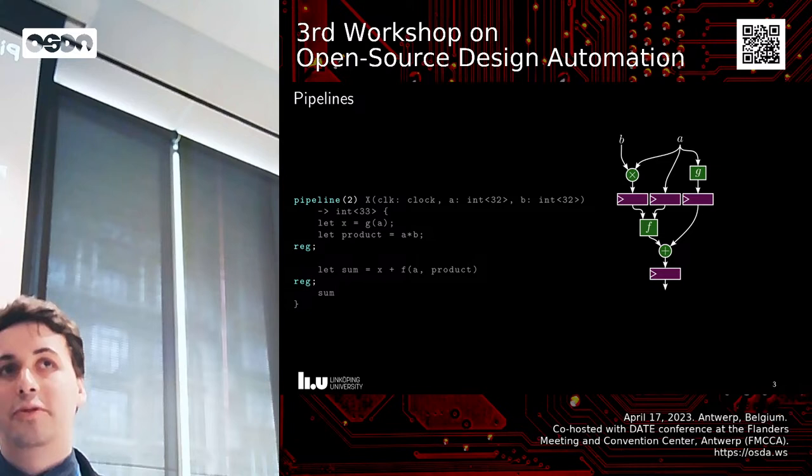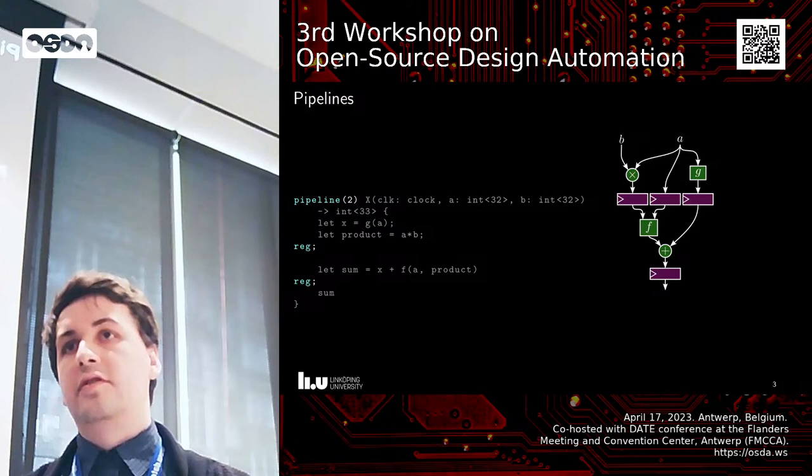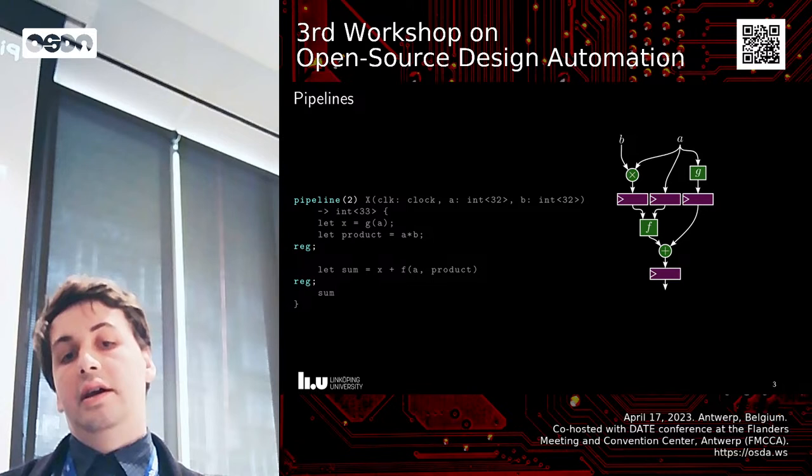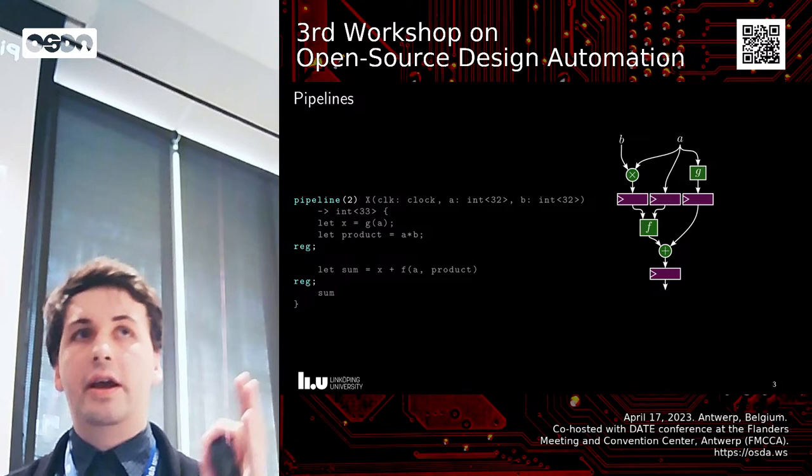This is useful when you're describing the circuit originally, but it's way more useful when you have to refactor things. So let's say we realize that this G block at the top is too slow. It's breaking our fmax, so we need to optimize it. And we do that by pipelining it.